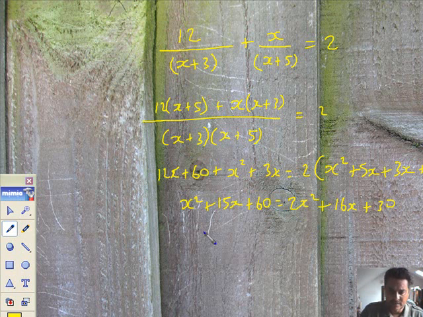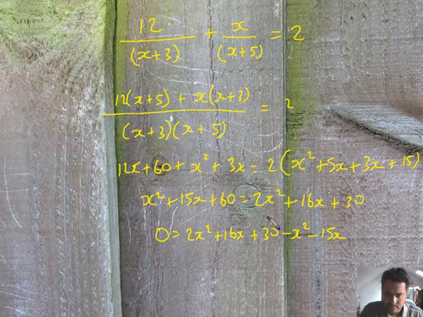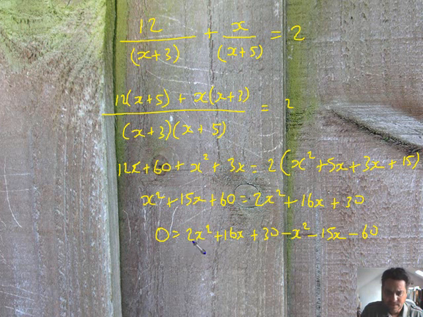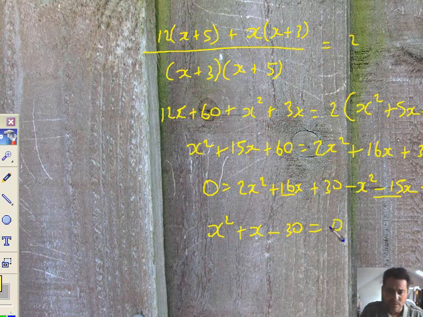Let's bring everything over to this side so I can end up with a positive x squared. So I've got here 0 equals 2x squared plus 16x plus 30. Now minus the x squared minus the 15x and minus the 60. Let's tie this up a little bit. 2x squared minus 1x squared is x squared. 16x minus 15x is 1 positive x on its own. And 30 take away 60 is minus 30. And this of course all comes to 0.